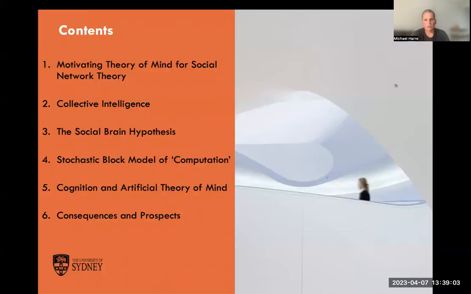I'll cover a number of topics in this talk. First of all, I'll start by motivating a theory of mind for both social networks for biological agents as well as artificial agents. I'll talk about collective intelligence and then the social brain hypothesis, stochastic block model as a way of talking about social networks, and then cognition and an artificial theory of mind and some of the consequences and prospects.